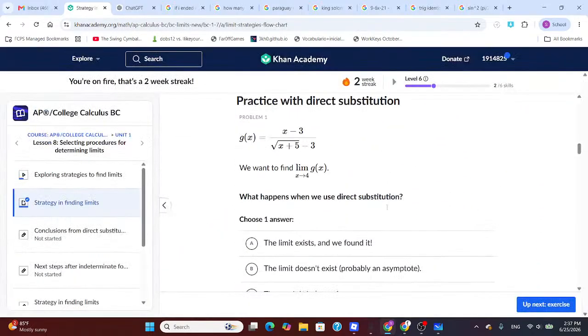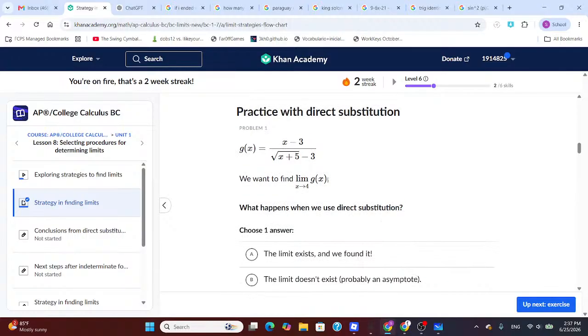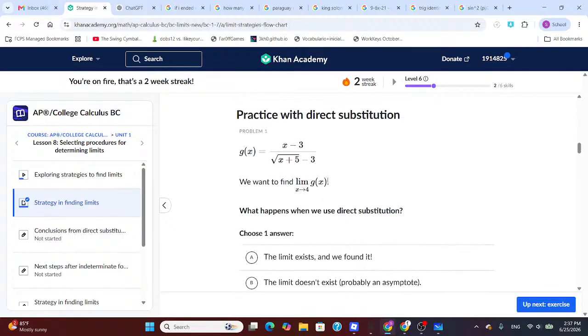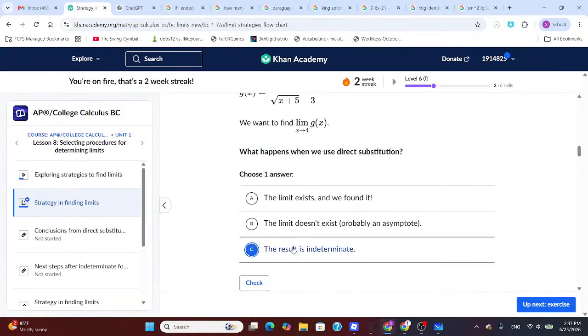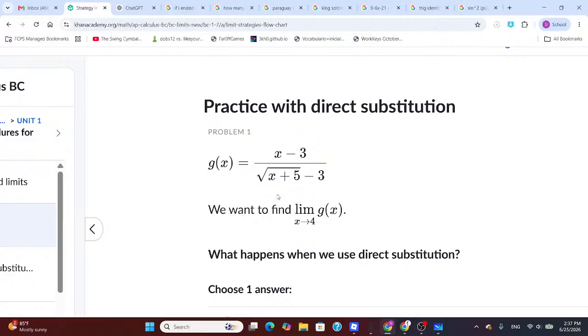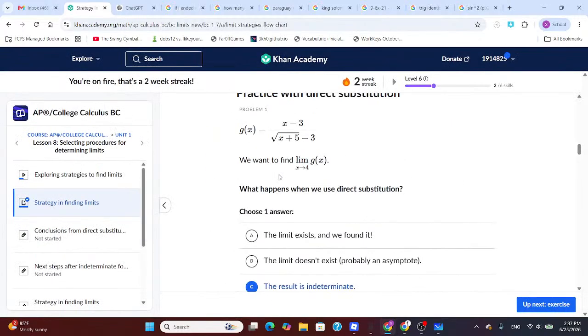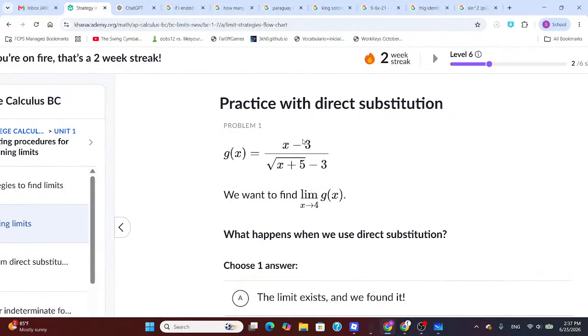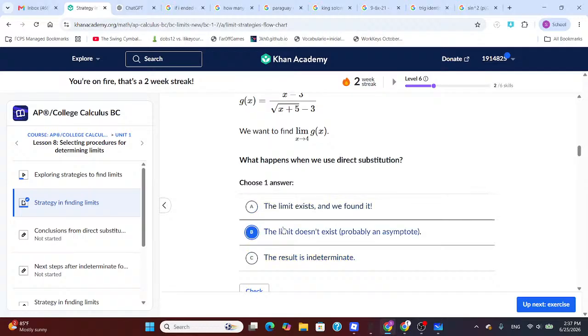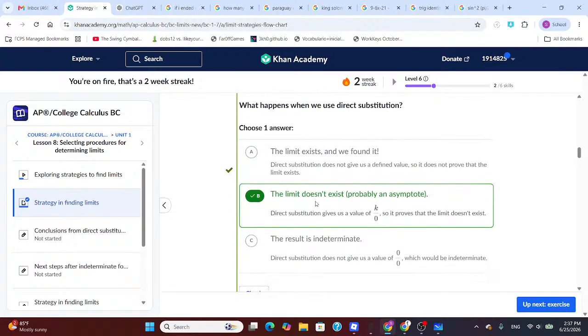Practice with direct substitution. We want to find if the result is indeterminate. If it's this, you usually get indeterminate. 4 minus 3 is 1, 1 over something. Oh, it's B. It's 1 over something, yeah.